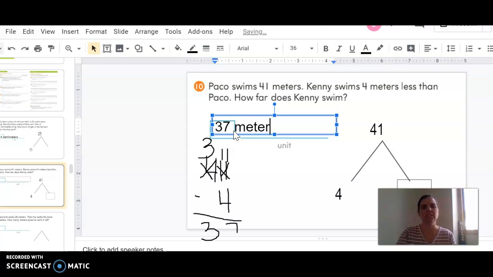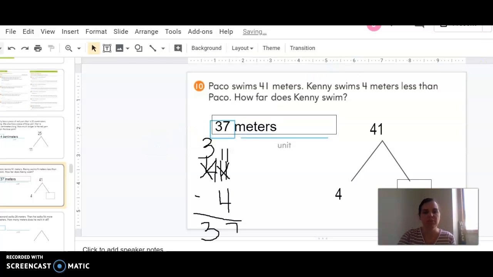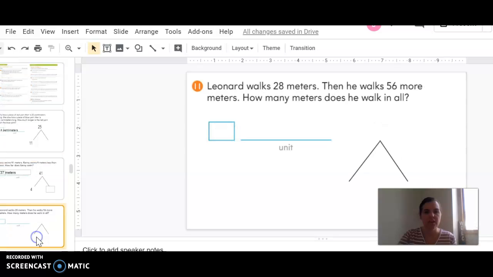37 meters. Nice job. S at the end because it's plural. There's more than one.